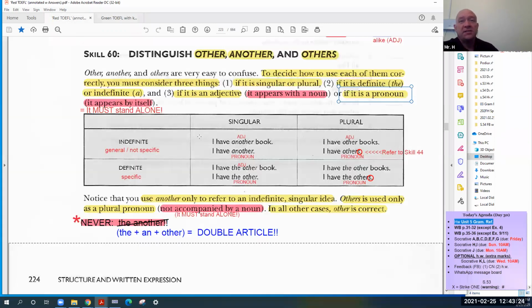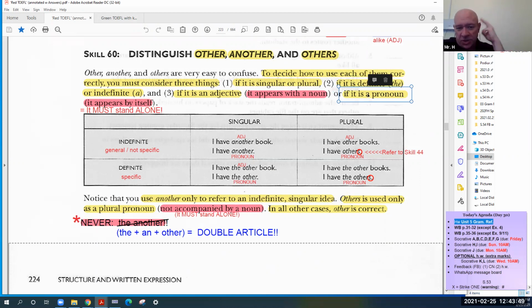Okay. All right. So let's take a look. So we have to decide three things. Remember, the number, right? Singular, plural. Number two, when it's something specific, something or somebody, or general. Okay. Then number three, a pronoun or an adjective.